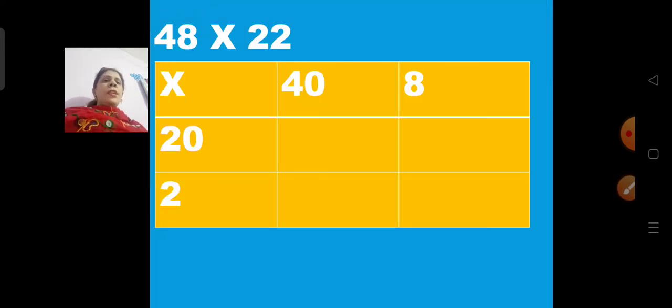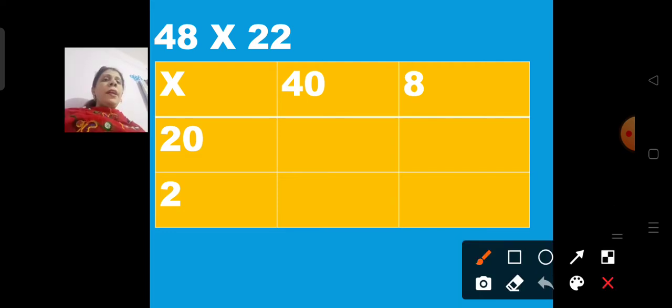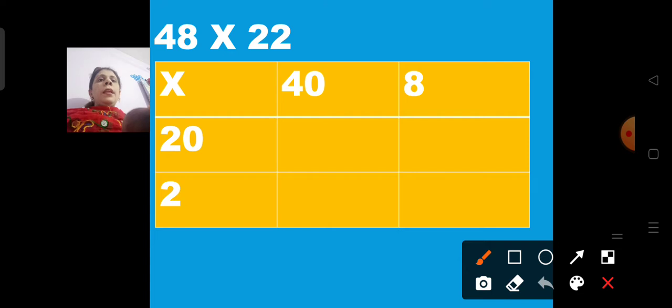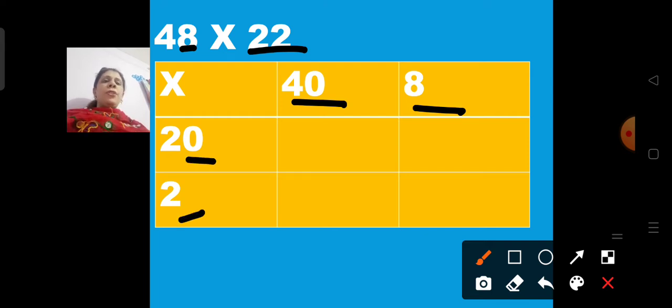Now the next question is 48 multiplied by 22. Here what I have done? This 48, I have split it. I have made it 40 and 8. And this 22, I have split it in 20 and 2. So I have arranged the number.